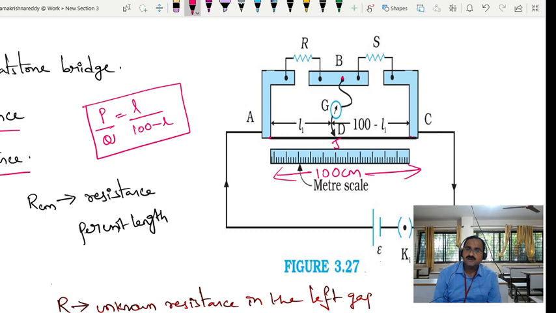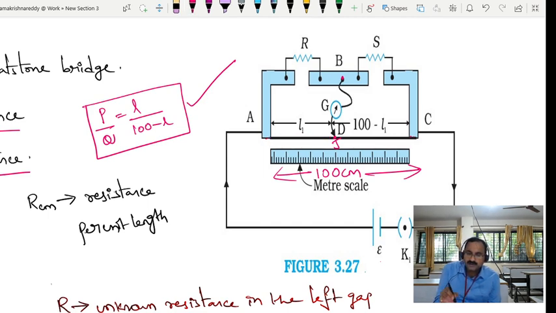The length of the wire is 1 meter, which means 100 centimeters. Somewhere we get the balancing point, at length L1. The remaining length becomes 100 minus L1. The symbols are different: if you take P and Q, and instead of L1 you take L, then you get 100 minus L, in this form: P by Q equal to L by 100 minus L. Here I don't know the resistance of this portion of the wire.